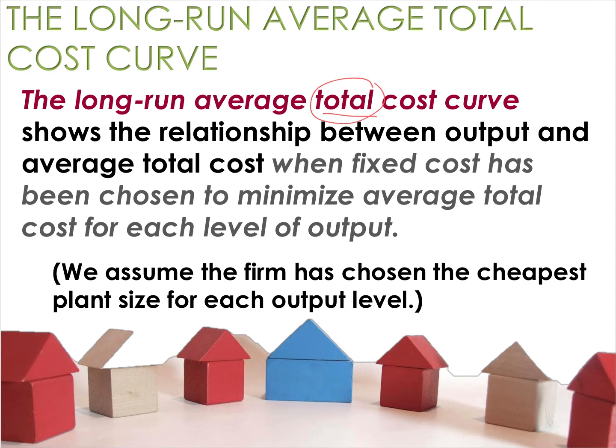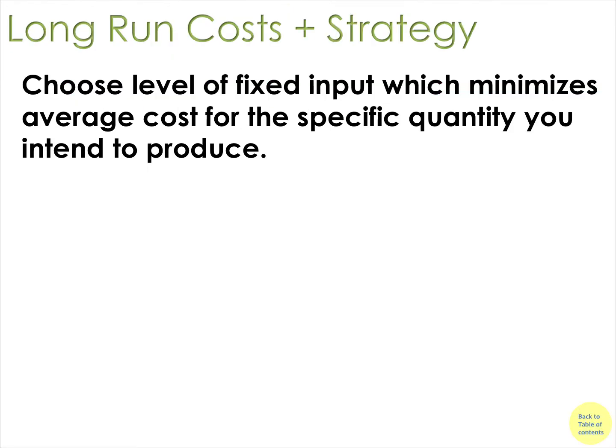And so the idea is that you're going to choose the lowest fixed cost appropriate to the output level you want. And what you can do is map out, if different output levels, here are the different plant sizes that we would have, and we choose the one that's the lowest cost for the appropriate output. So what you want to do is choose the level of fixed input, or the size of your firm, basically, which minimizes the average cost at the quantity that you want.